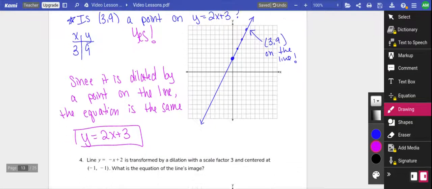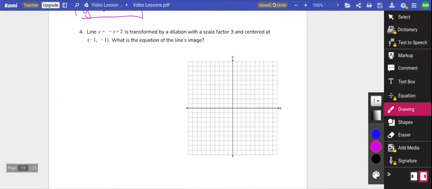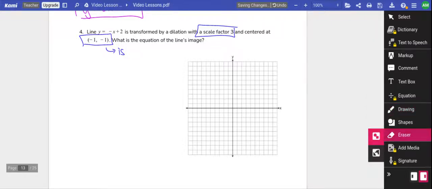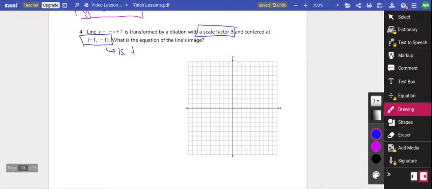Now we're going to do the next one the same way. Y equals -x plus 2, transformed with a dilation scale factor 3, centered at (-1, -1). So again, we're going to see, is this point on the line? Let's check it out.